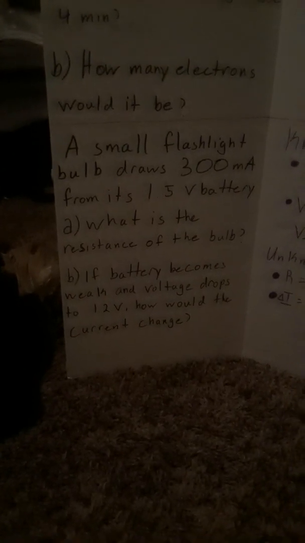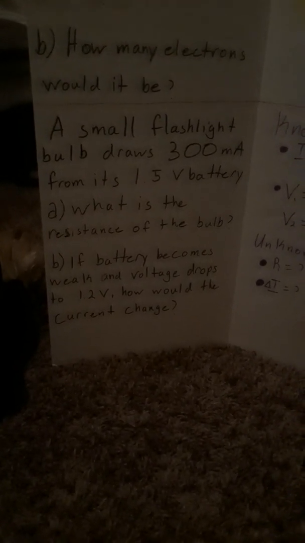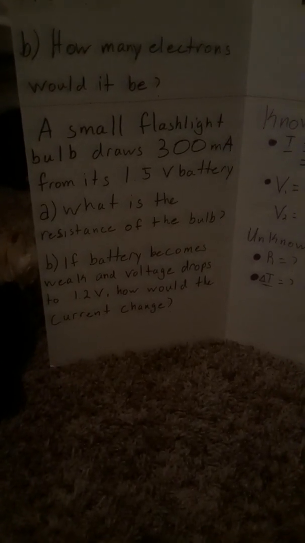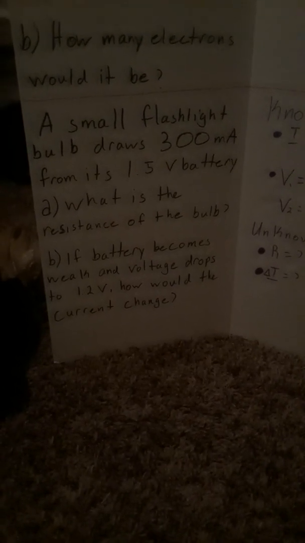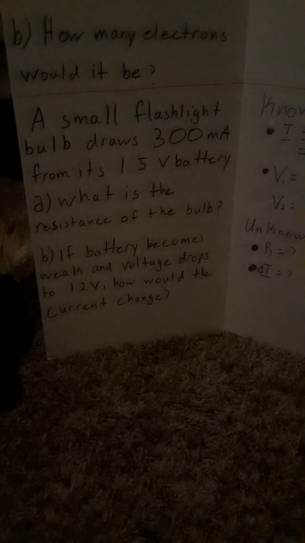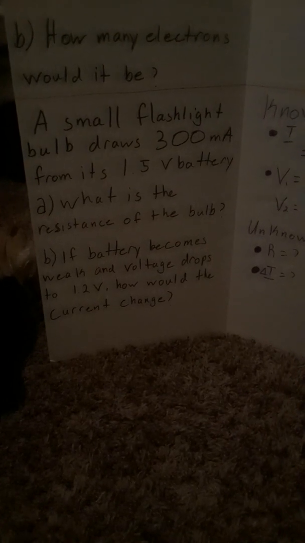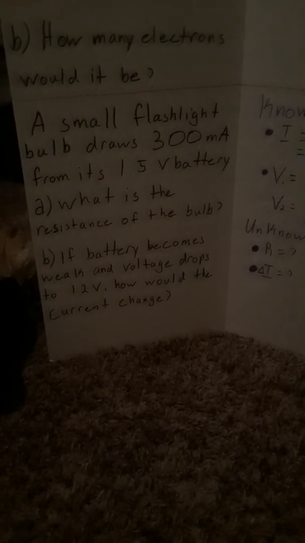Our second problem involves Ohm's law. A small flashlight bulb draws 300 milliamps from its 1.5 volt battery. Part A, what is the resistance of the bulb? And part B, if the battery becomes weak and the voltage drops to 1.2 volts, how would the current change? So our knowns are the current, which is 300 milliamps, or 0.3 amps, voltage 1, which is 1.5 volts, and voltage 2, which is 1.2 volts.